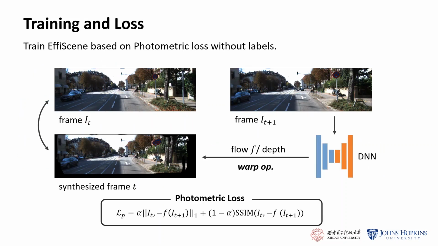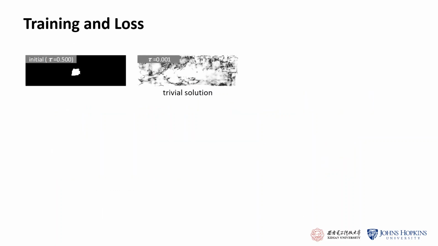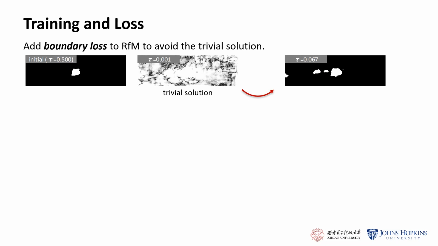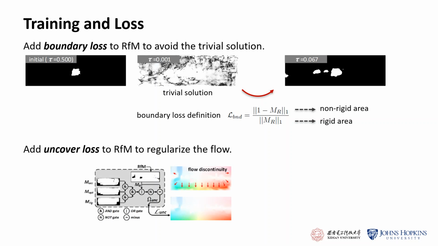EffiScene can be trained with standard photometric loss. To avoid the trivial solution, we design a new boundary loss to encourage RFM to find more inliers by restricting the area ratio between rigid and non-rigid regions. Furthermore, an uncover loss is also introduced to regularize the flow discontinuity at the image boundary.